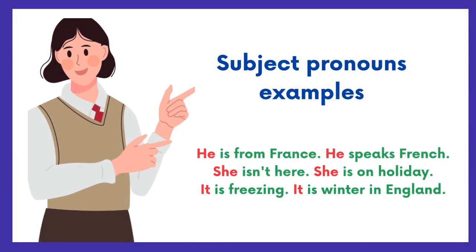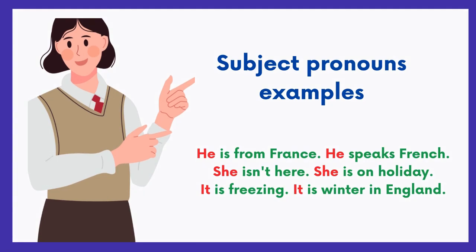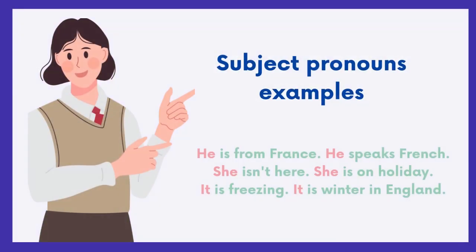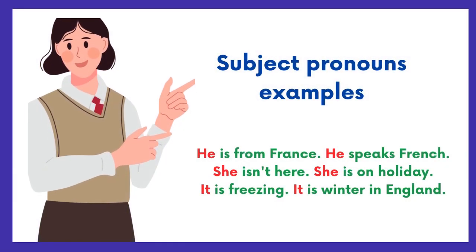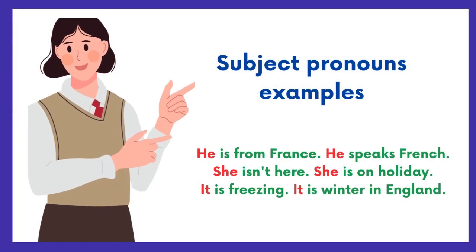Subject pronouns examples. He is from France. He speaks French. She isn't here. She is on holiday. It is freezing. It is winter in England.